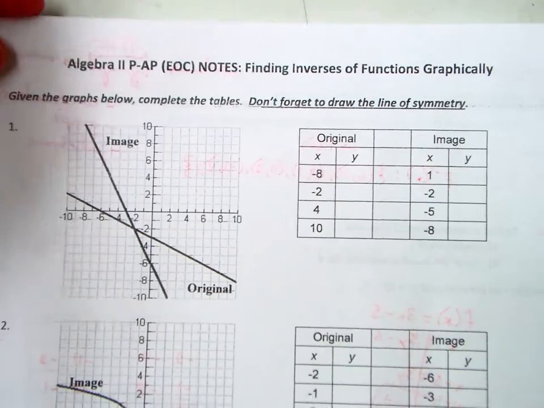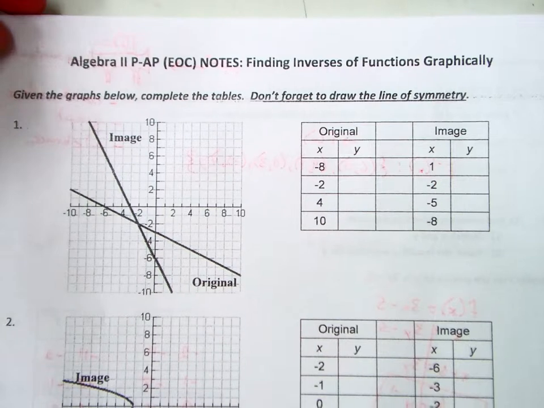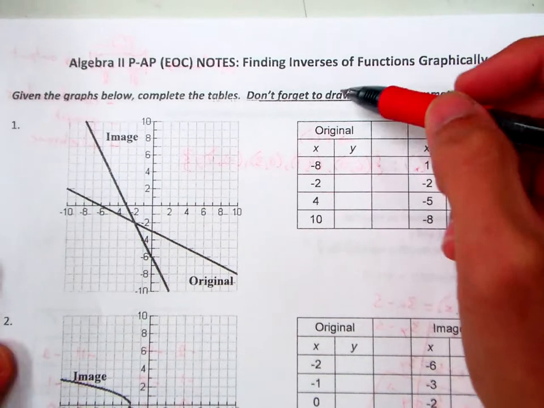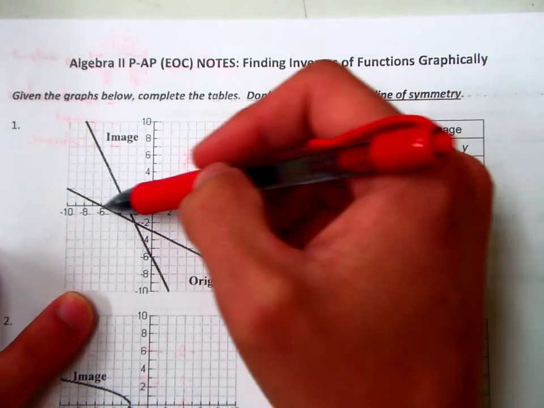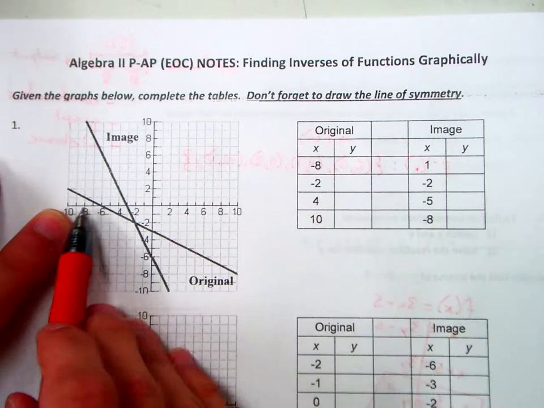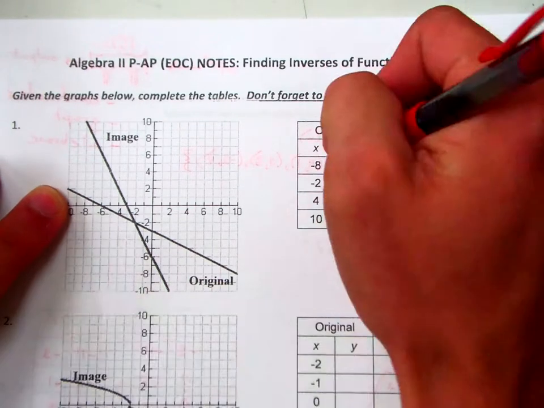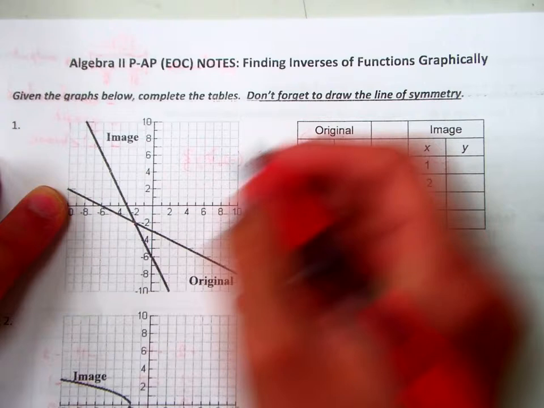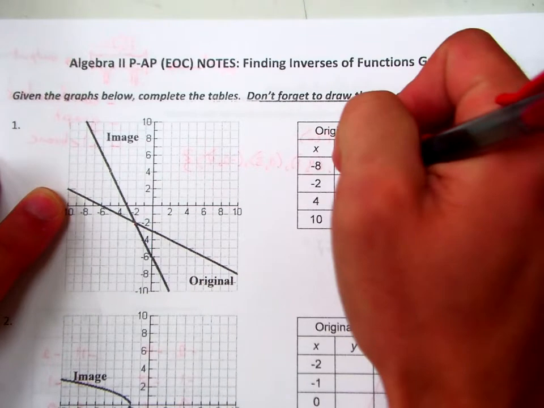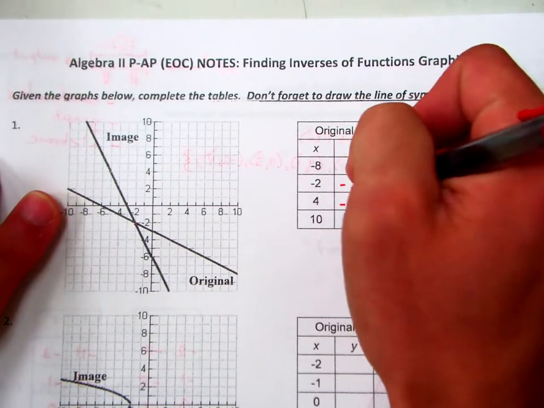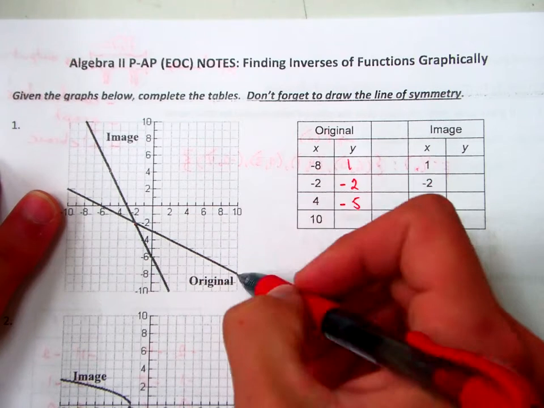So we did it with coordinates, we've done it algebraically, and now graphically. So here's the original. This one's the original. So at negative 8 on the original, y equals 1. At negative 2, y equals negative 2. At positive 4, y equals negative 5. And at positive 10, y equals negative 8.